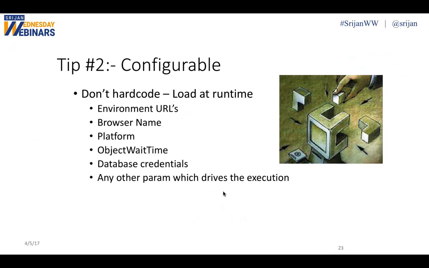Let it come from some external configuration file, and then control that using some Jenkins job. Make it parameterized in your Jenkins job, and then use the same automation without changing any code to run your automation using different configuration. So that's tip number 2, make your automation configurable.